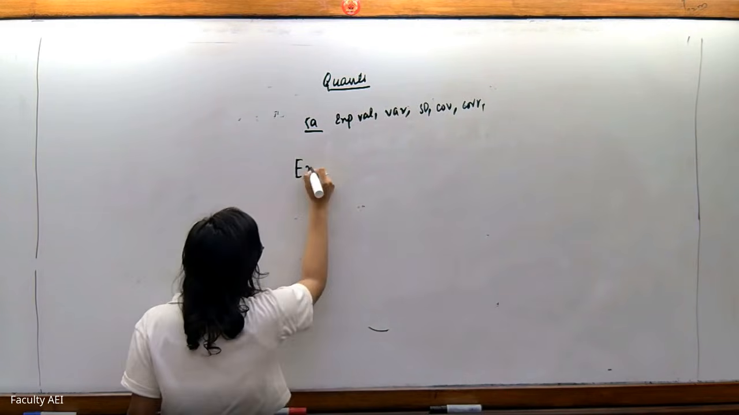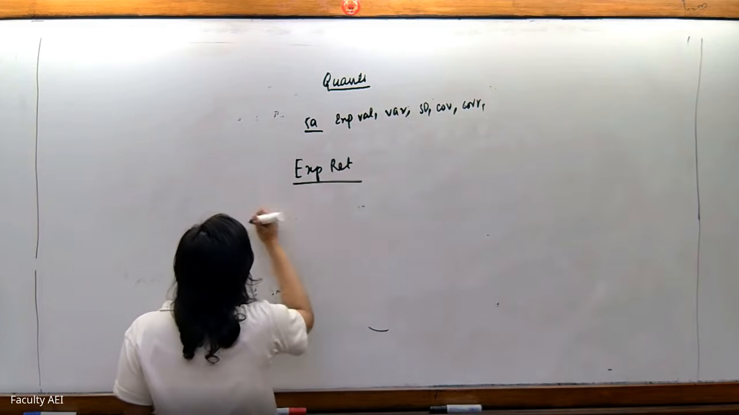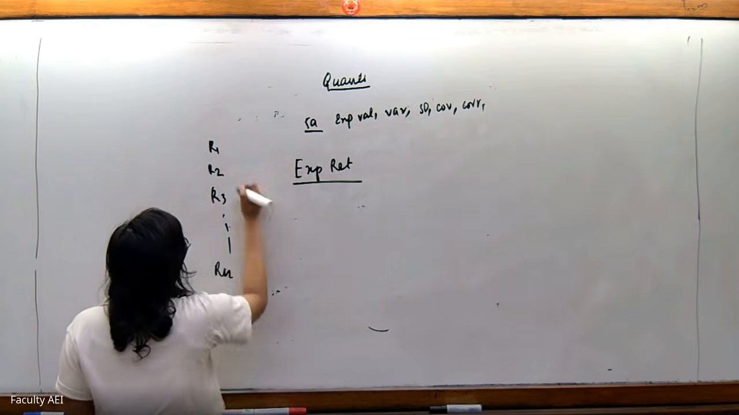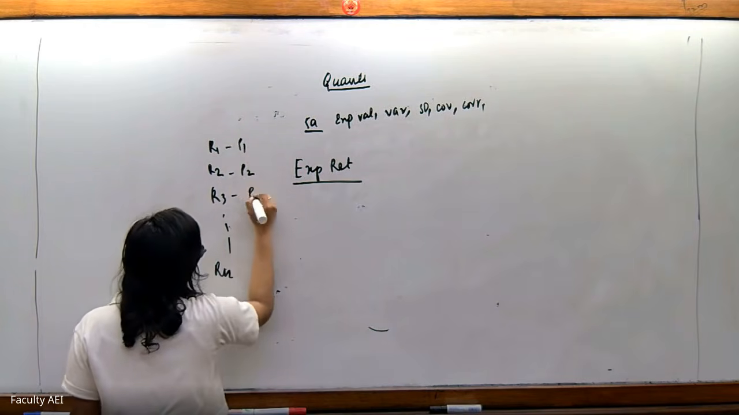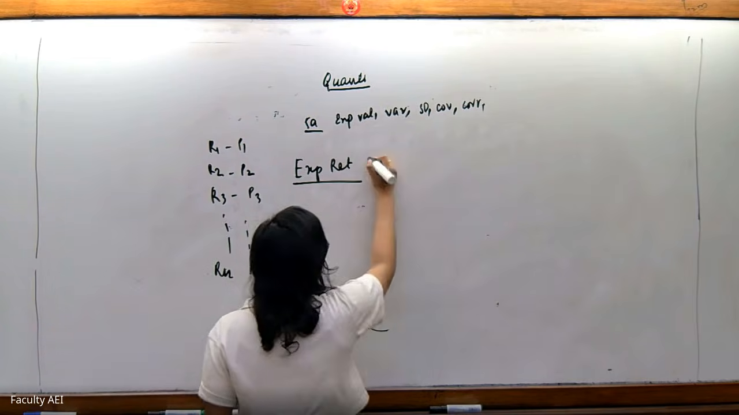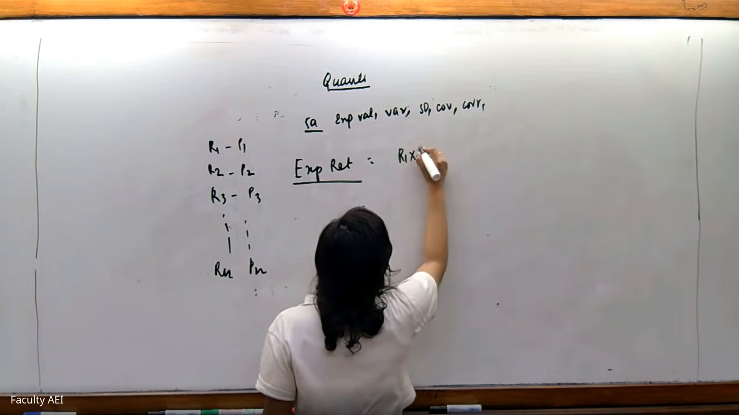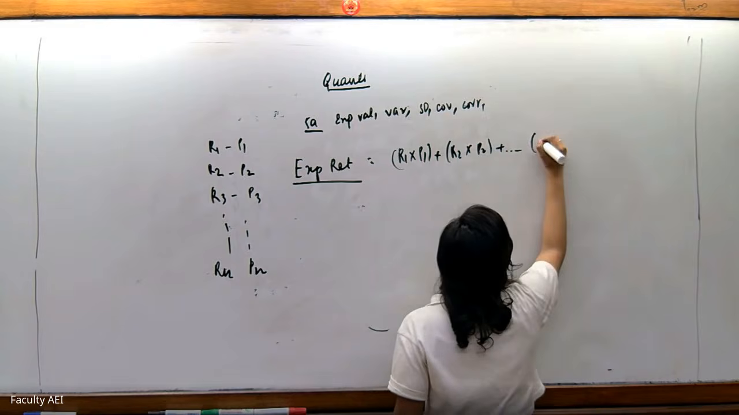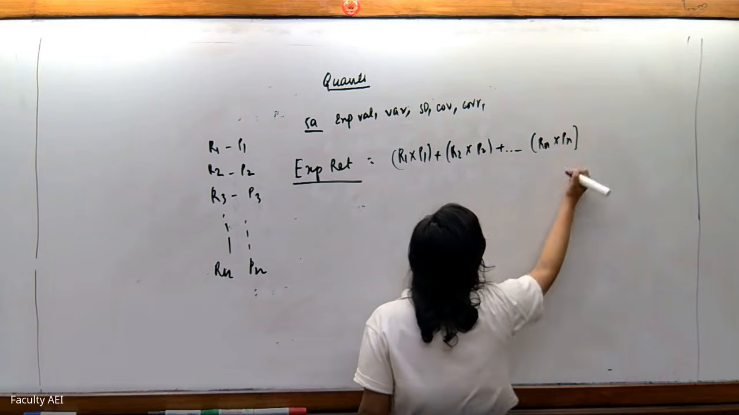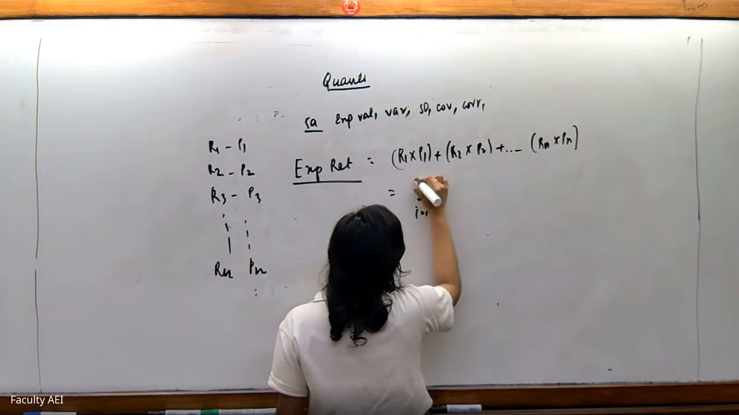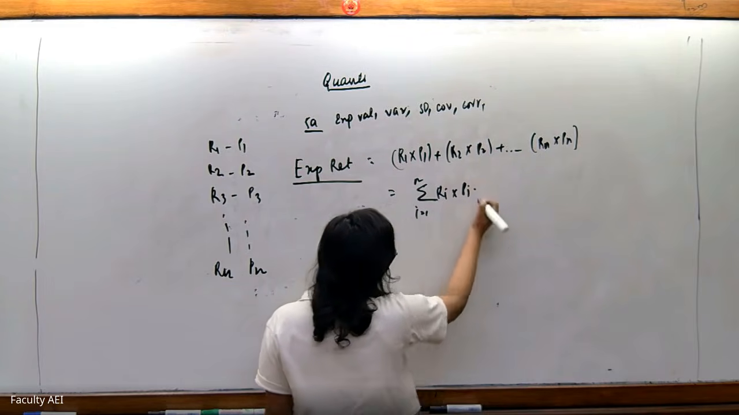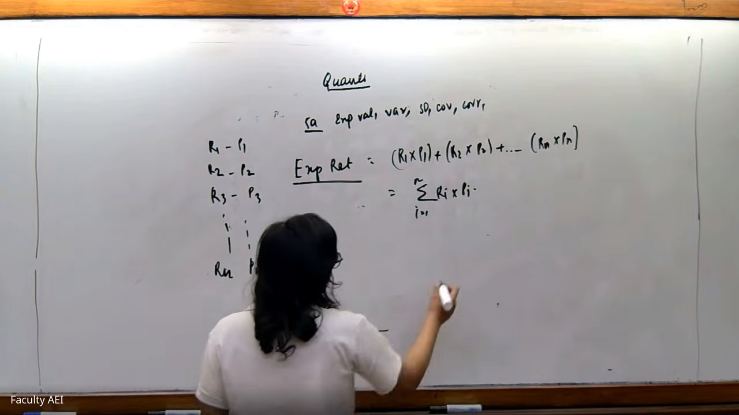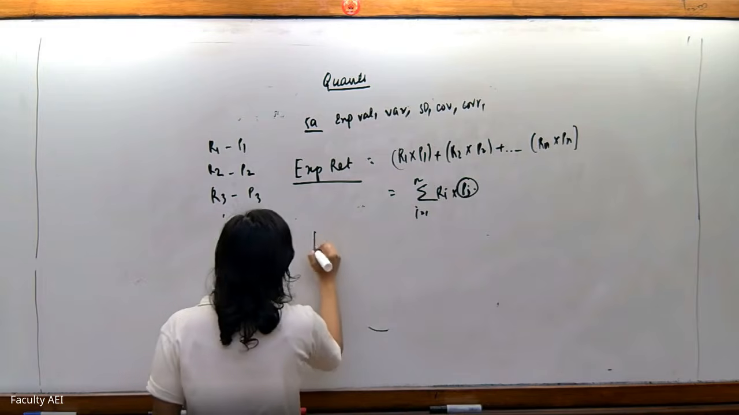So the formula for expected return would be what? You have been given, let's say, return 1, return 2, return 3, up till return n, and the probabilities of each of the returns have been given to you. So the expected return formula would become return 1 into probability 1 plus return 2 into probability 2 plus return n into probability n. That is the summation of i running from 1 to n, return i into probability i. Okay. And how can you find out this probability?